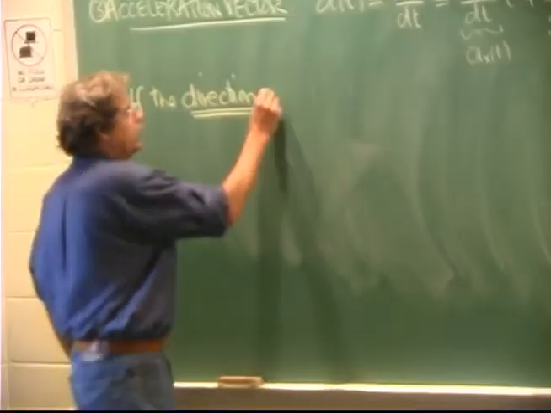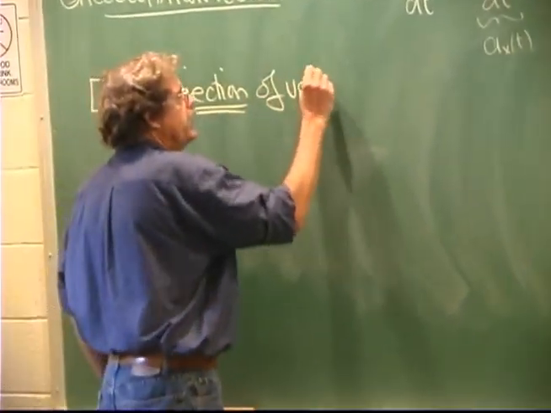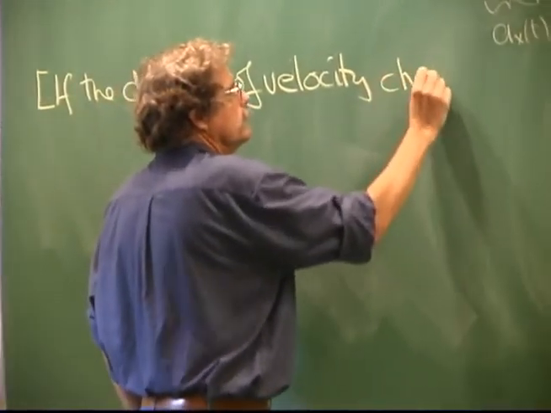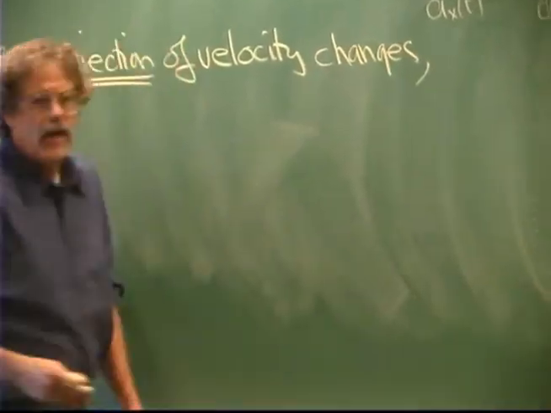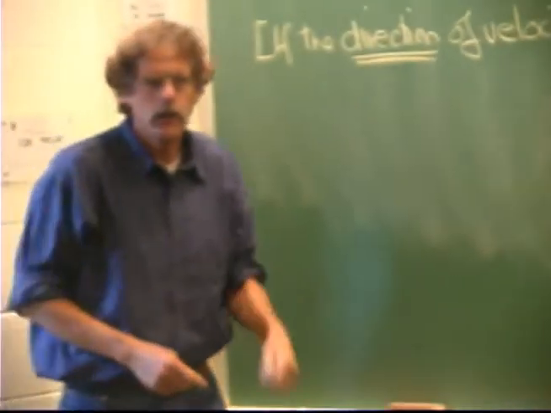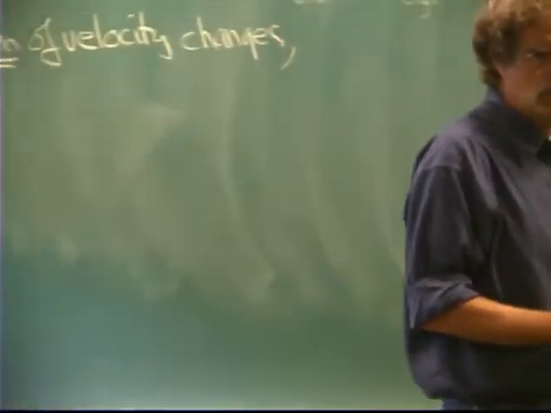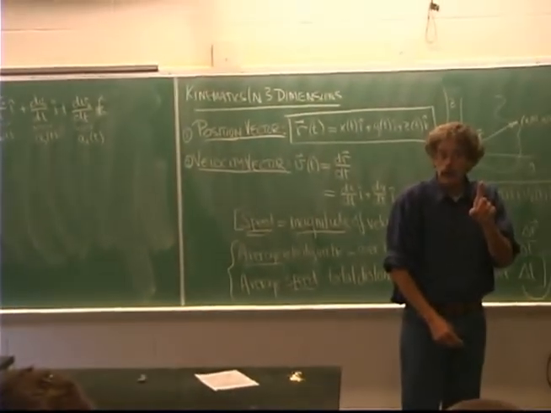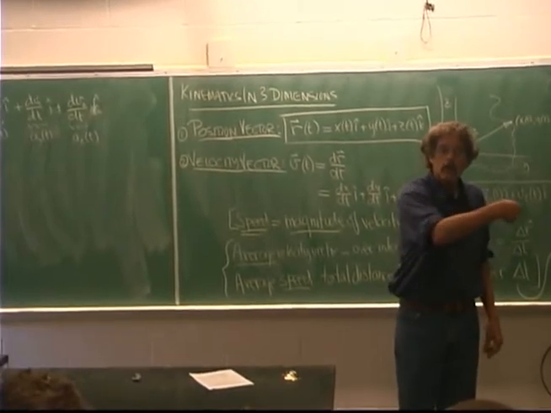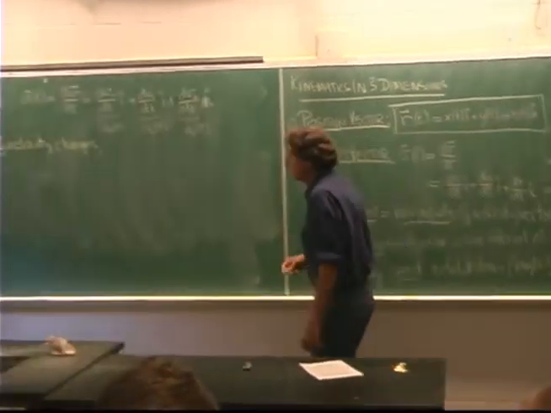If the direction of velocity changes, that constitutes an acceleration every bit as much as if the magnitude changed. So if you're going around a circle at a constant speed, you are accelerating. Not speeding up, not slowing down, foot off the accelerator, I don't care. If the direction of your velocity is changing, then you're accelerating.